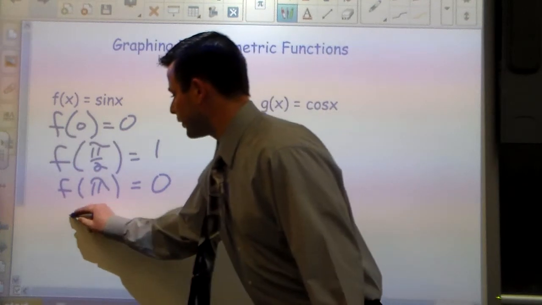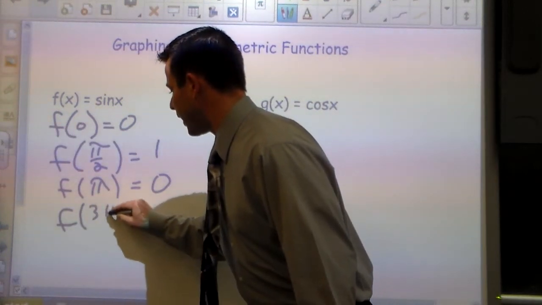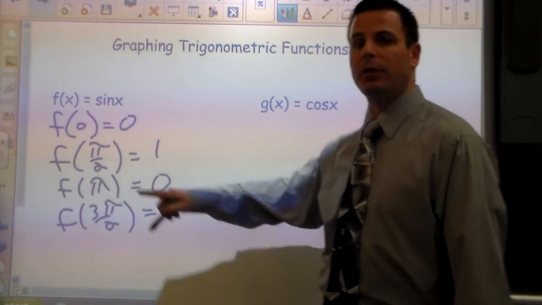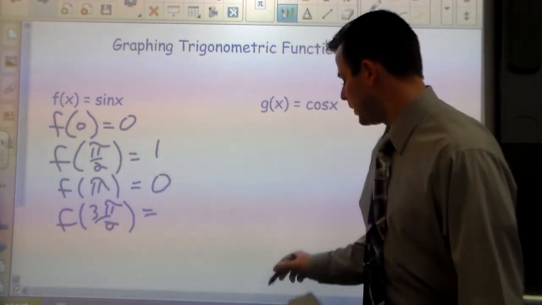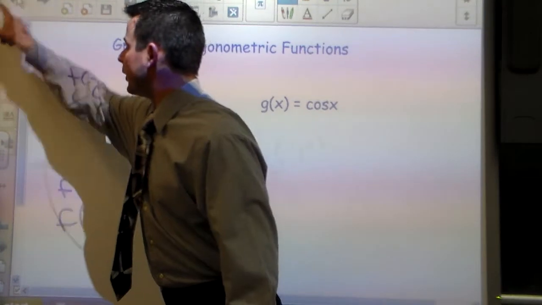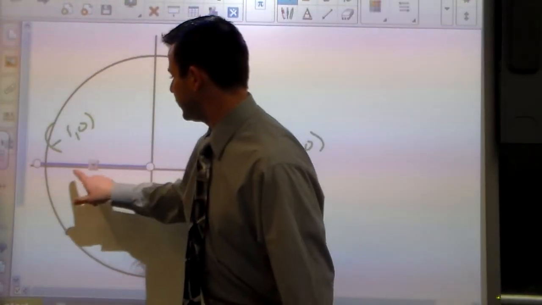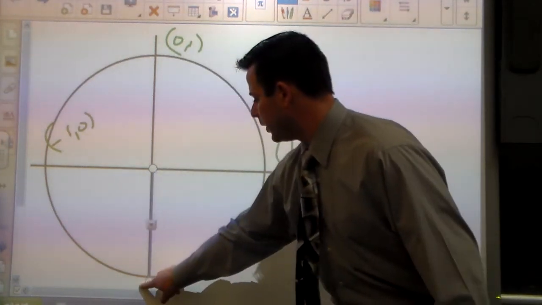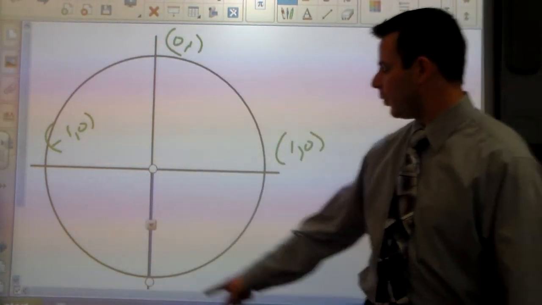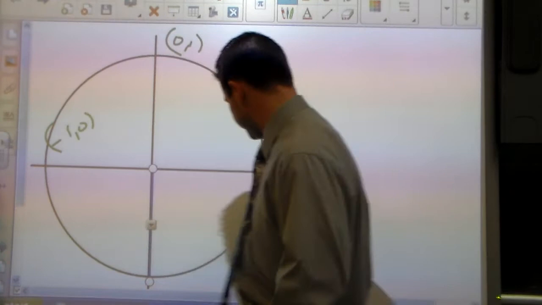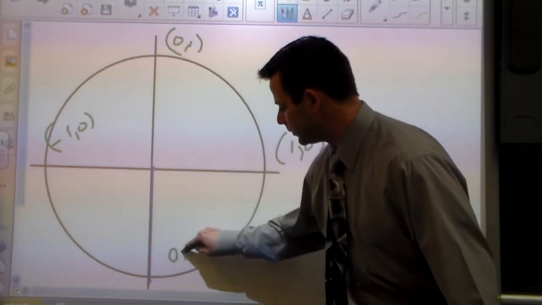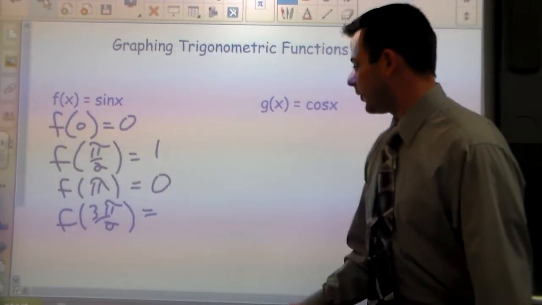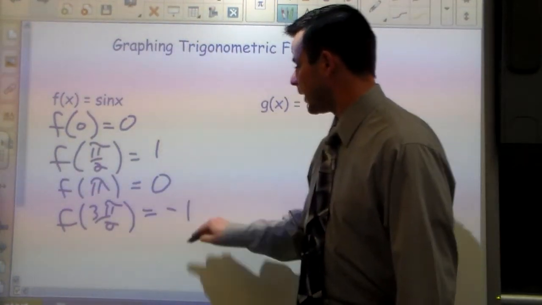270 degrees in radian measure is 3 pi over 2. Just remember how to convert to radians, multiplying by pi over 180. Let's figure out the y value there. Again, it's not rotating the way I want. There's 270 degrees. The y value there is -1. Therefore, f of 3 pi over 2 is -1.